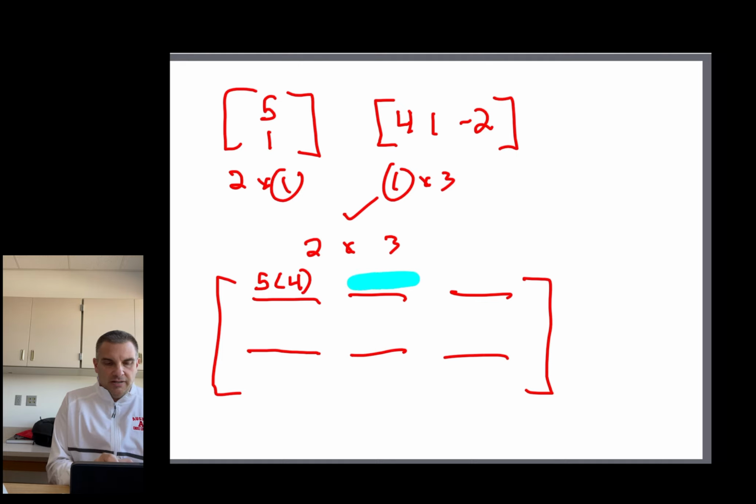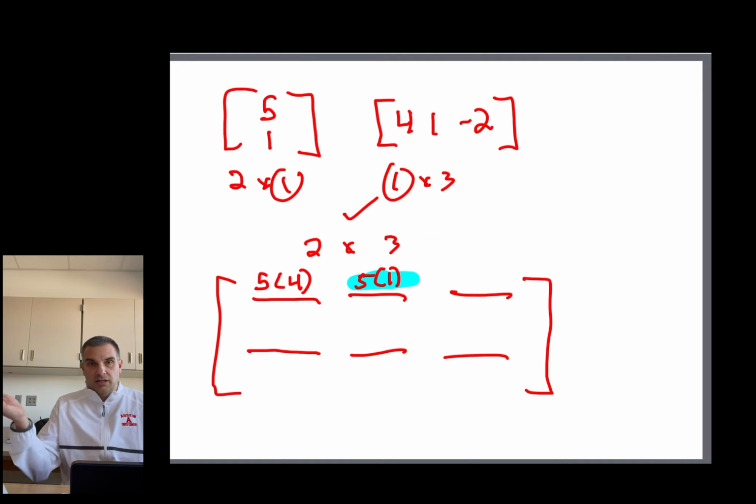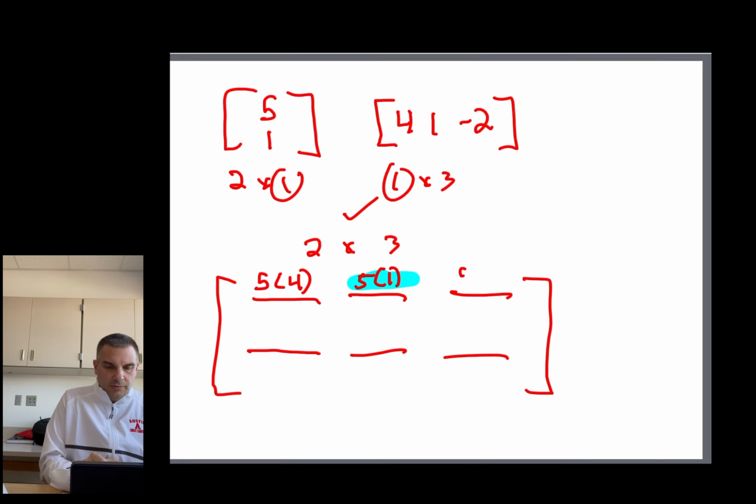This piece right here is first row, second column. First row is 5, second column is 1. So this is going to be 5 times 1. I don't have anything to add it on to, so I just got to move on. The last one, first row, third column. 5 times negative 2. Now we're into the second row. Second row, first column is 1 times 4.